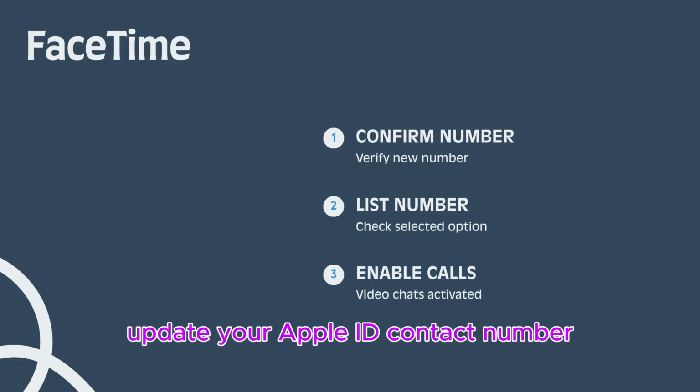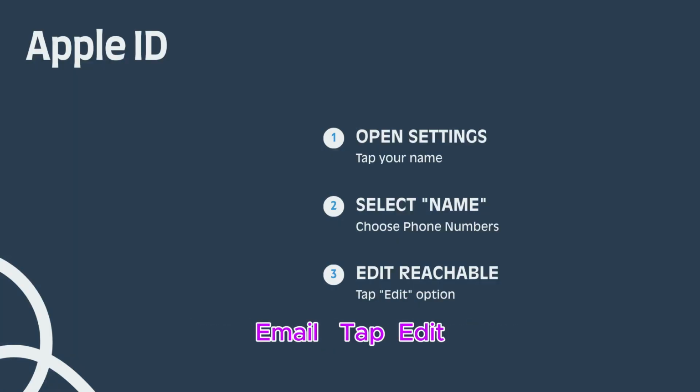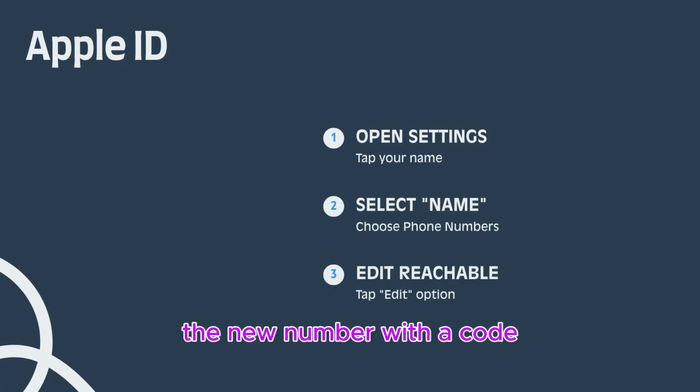Next, update your Apple ID contact number. Go to Settings, tap your name at the top, then Name, Phone Numbers, Email. Tap Edit next to Reachable at and update your trusted phone number. You will need to verify the new number with a code.